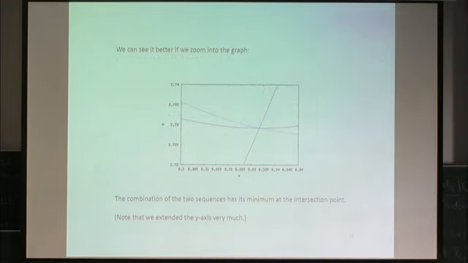Here, I zoom into the graph to see it better. So that's the blue one minimum over here. The red one coming up very steep now, and the violet one has its minimum actually here.